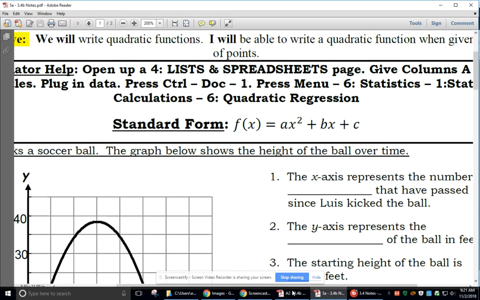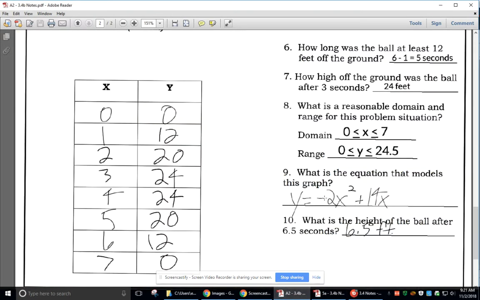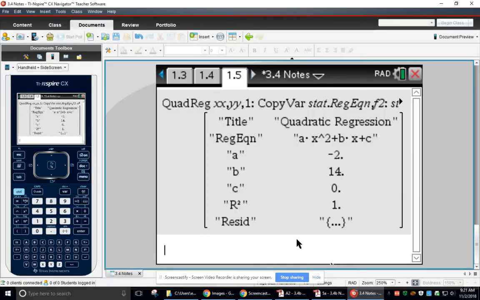So for my answer, it's -2 for the A, right? -2x squared. 14 was the B, so plus 14x. And then you could write a plus 0 there, but why do you need to do that if it's just plus 0? So there's my function. What's the height of the ball after 6.5 seconds?